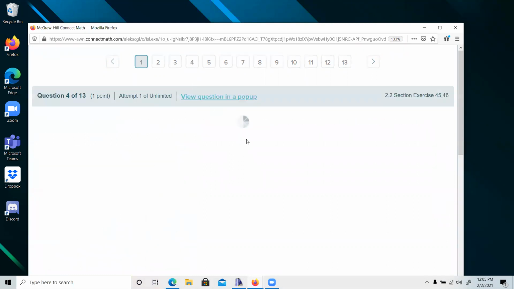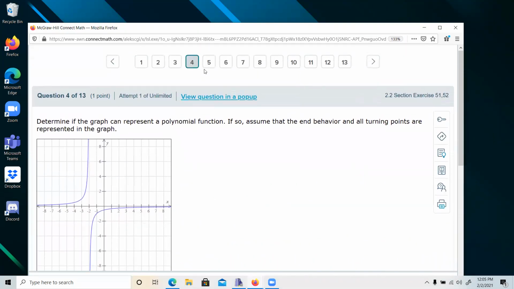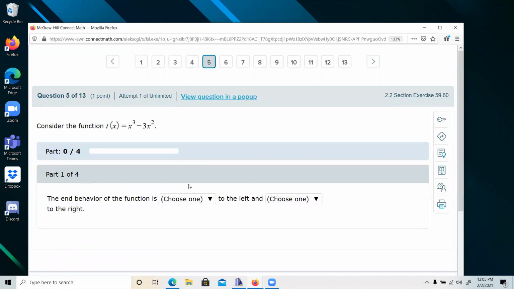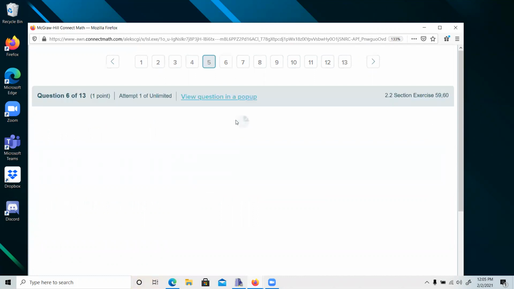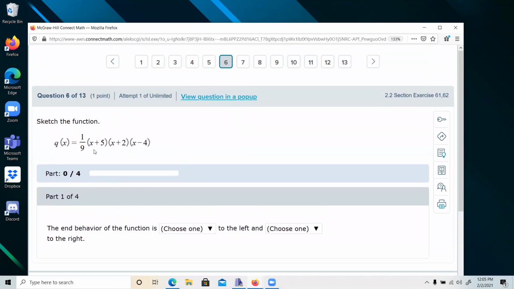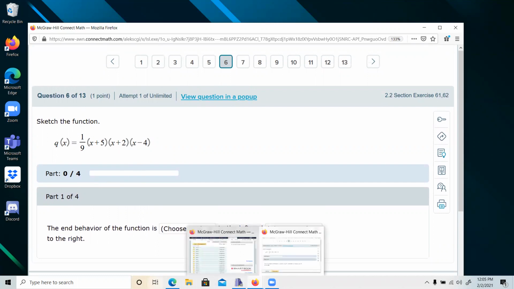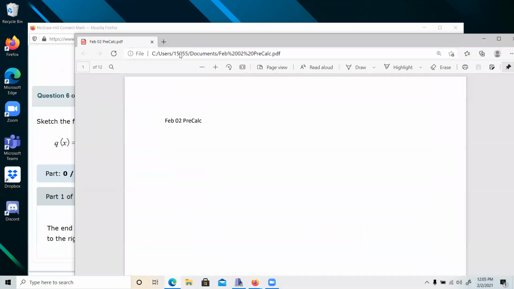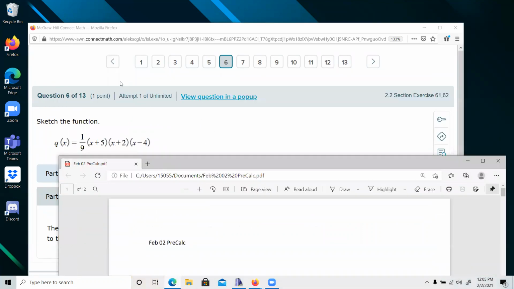Okay, not quite. Let's see if we can get up to a little bit more here. Let's just review something like this because this is a really representative type of problem for me. So we've got 1/9 (x + 5)(x + 2)(x - 4). Here we go with the drawing.